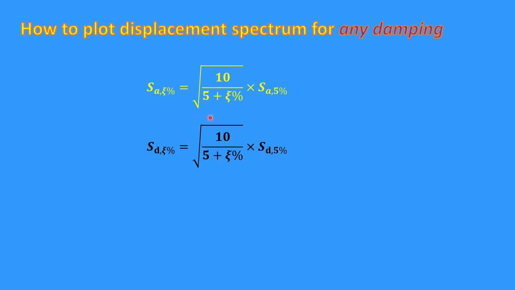And multiplying with this factor, you can get the spectral displacement for any other damping and plot it. That way, we get the series of displacement spectra for different damping for any design code corresponding to the design spectrum. Now, there is a terminology, effective stiffness and effective time period, that we can clarify here.